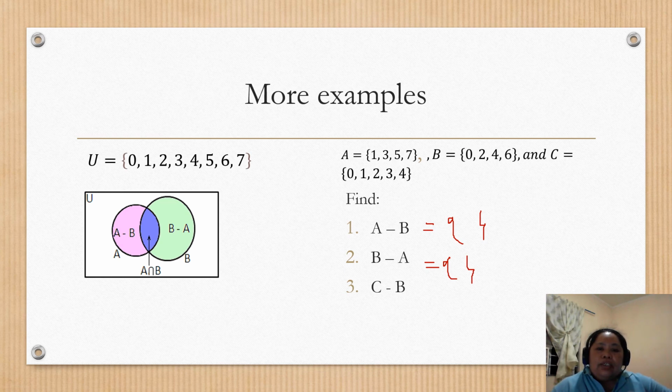What about C minus B? C has 2, which is also in B. Is there any more? So our answer for C minus B is 0, 1, 3, and 4. Okay? Question? Did you understand now the concept of difference?